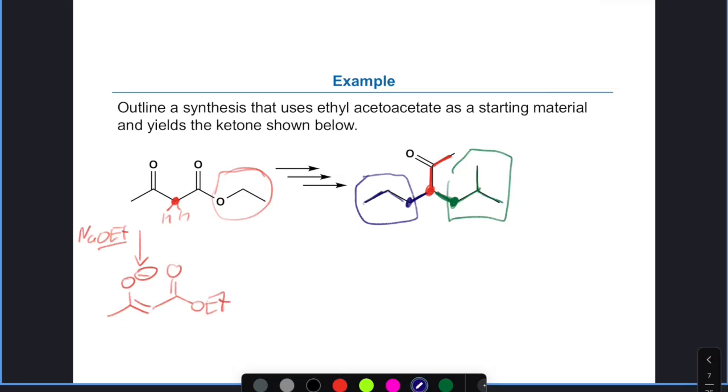Next, I'm going to bring an electrophile to the party. I have two different ones to choose from. What do I have to do? There's the blue piece and the green piece. That's what you build in the end. Both of those are going to come from something simple like an alkyl halide. Anybody have a preference? Green or blue first?